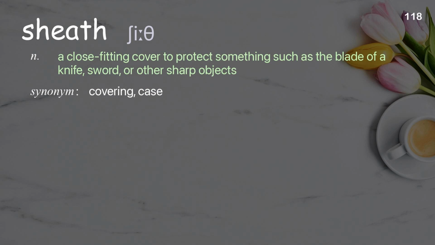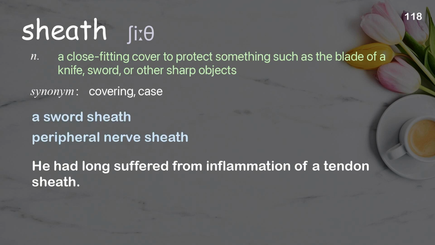Sheath. A close-fitting cover to protect something such as the blade of a knife, sword, or other sharp objects. Examples: A sword sheath. Peripheral nerve sheath. He had long suffered from inflammation of a tendon sheath.